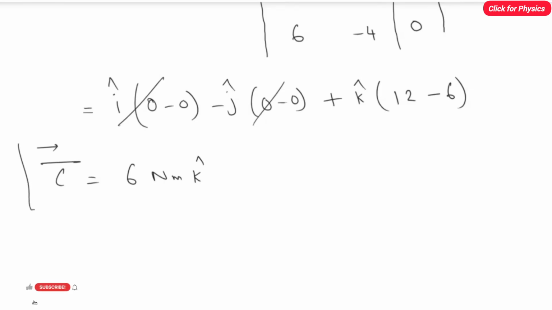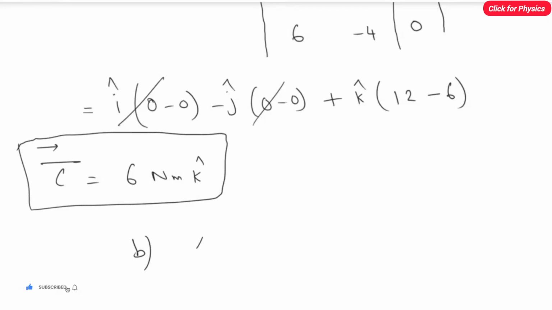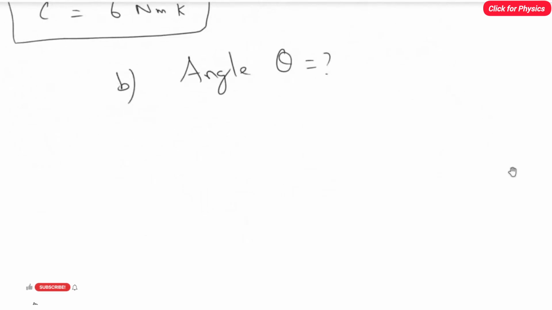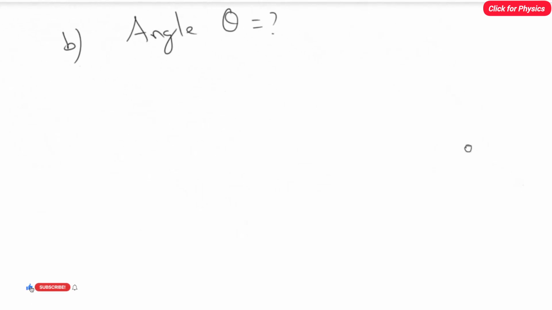So this is the answer for the first part. And for the second part, we have to find the angle theta. For that, we have to use the dot product formula. What is the formula for dot product? Go back to chapter number 3.